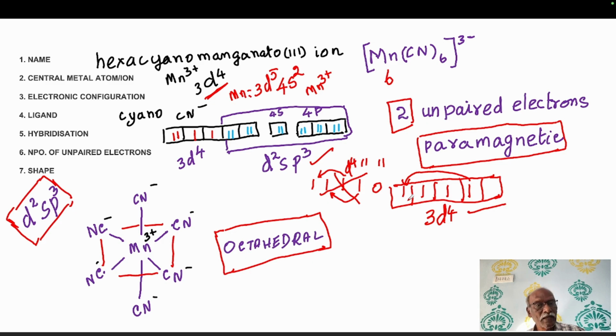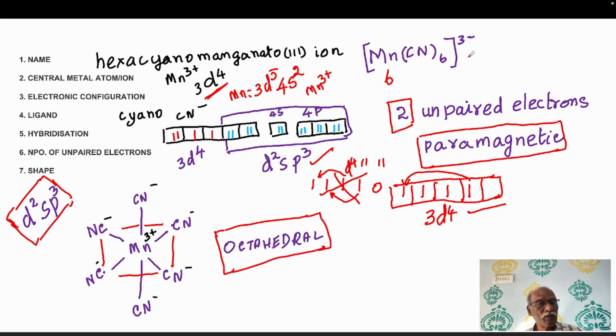So this is what happens here. Why I say again and again, this is a peculiar case. Even though cyano is a very strong field ligand, the compound is paramagnetic. There are 2 unpaired electrons. The 2 unpaired electrons are left without being affected by the strong field because of this reason. This reason you will have to understand.